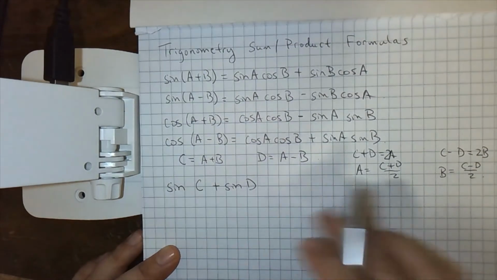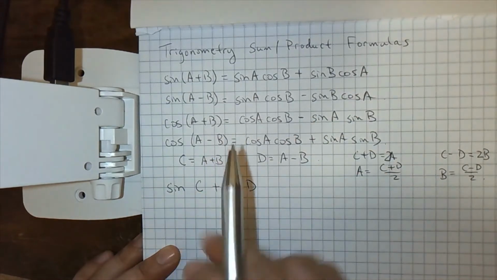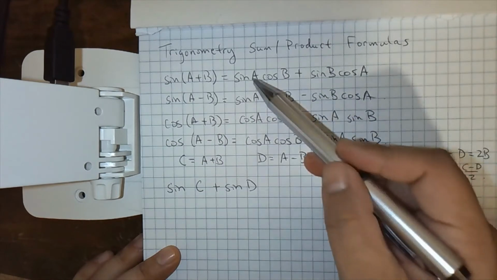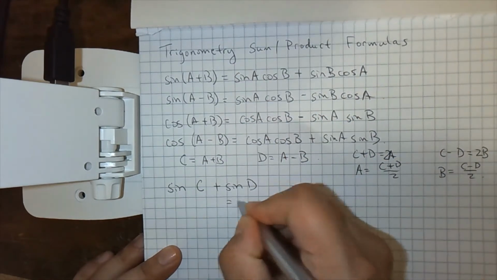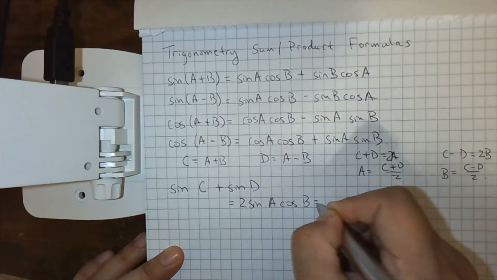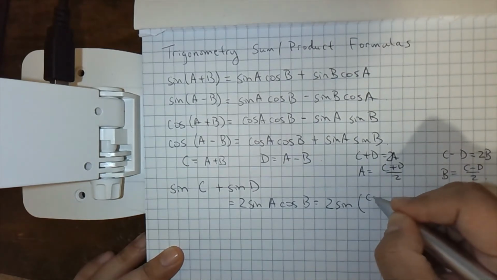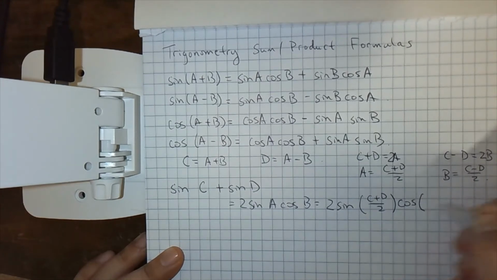Okay, so what happens, well, we're just going to add these two. This is actually sine A plus B plus sine A minus B. These will cancel, and we'll get 2 times this term, 2 times sine A cos B, which is 2 sine, and then A is C plus D over 2. And cosine B is C minus D over 2.